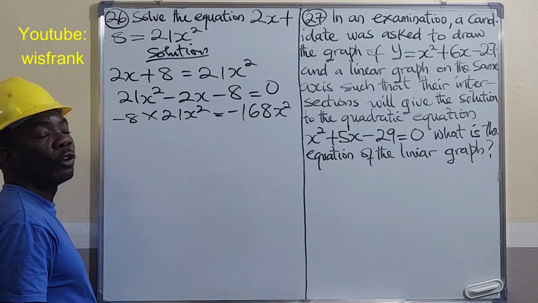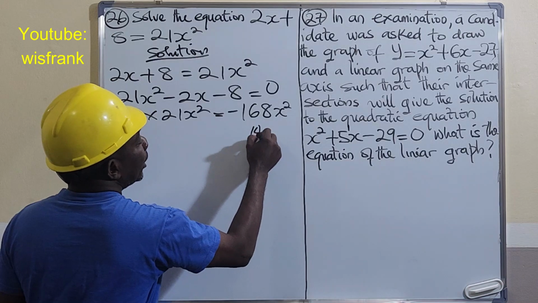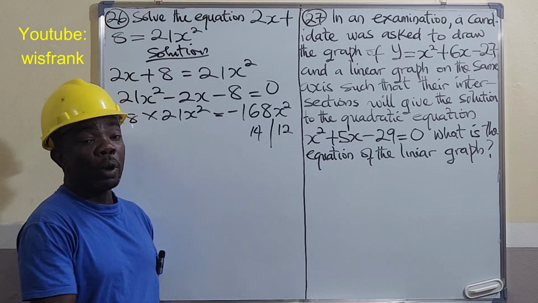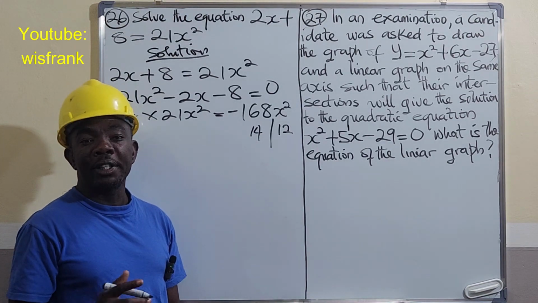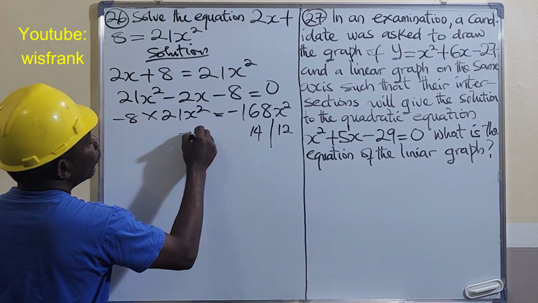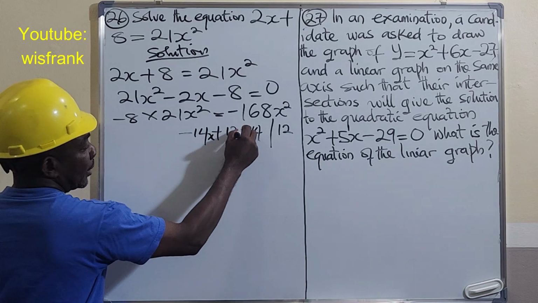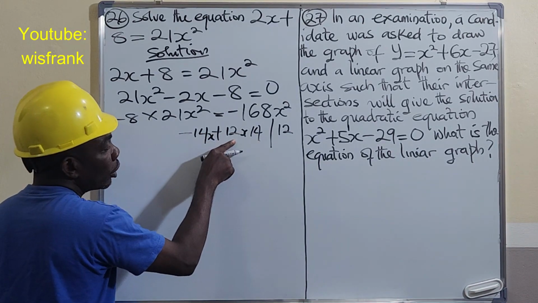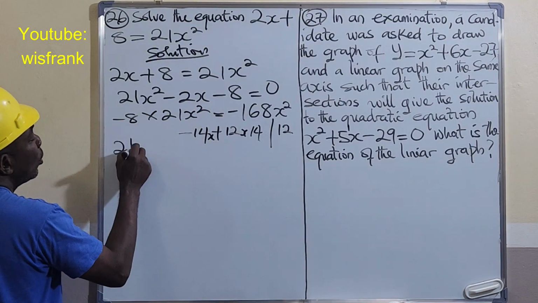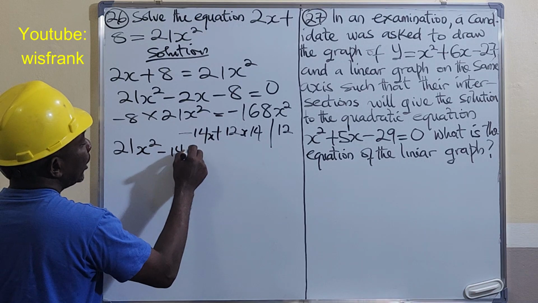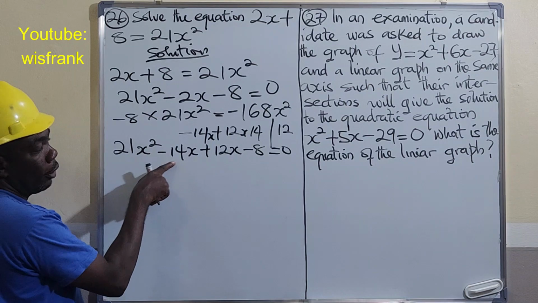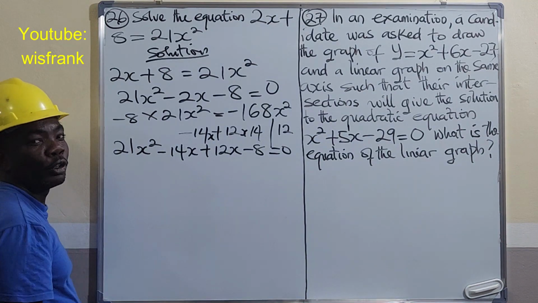What are the two factors of 168? We have 14 and 12. So for factorization, when I have two factors like this, I will first present the biggest one, which is 14. So we are going to have minus 14 plus 12. We substitute minus 14x plus 12x where we have minus 2x. So this will give us 21x squared minus 14x plus 12x minus 8 equals 0. And you can see minus 14x plus 12x equals minus 2x.